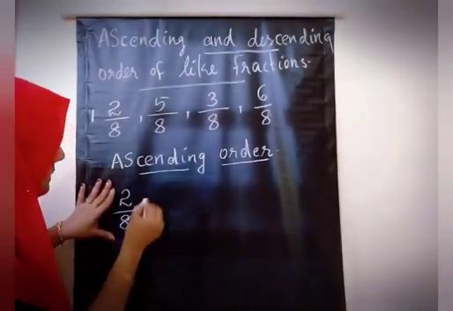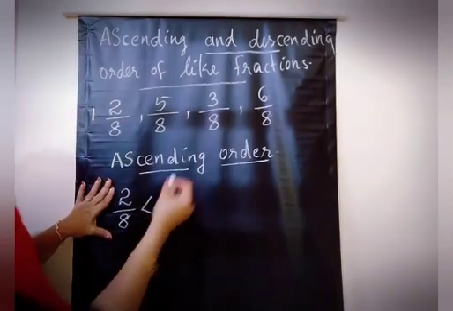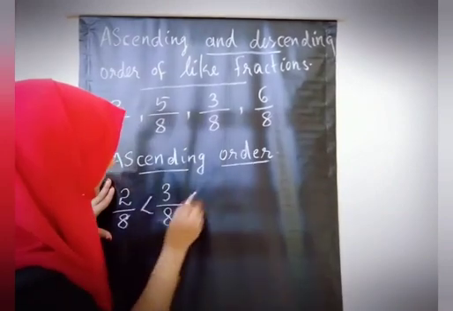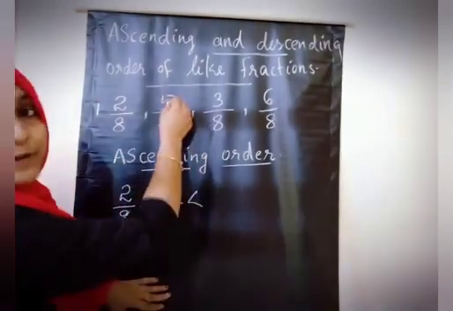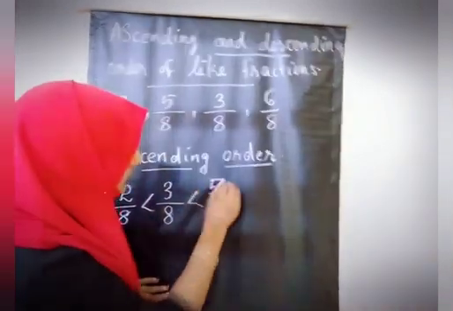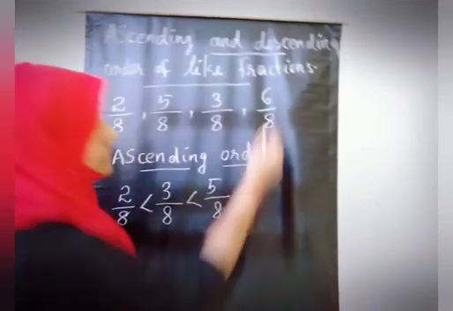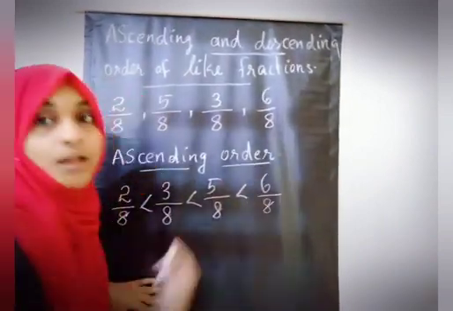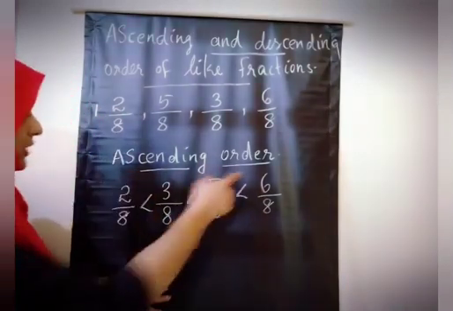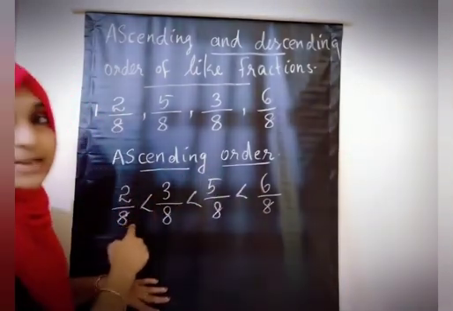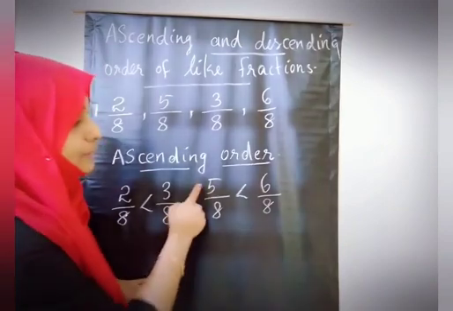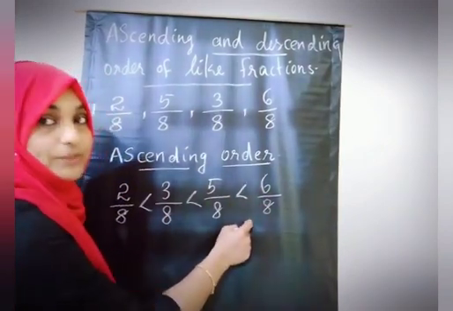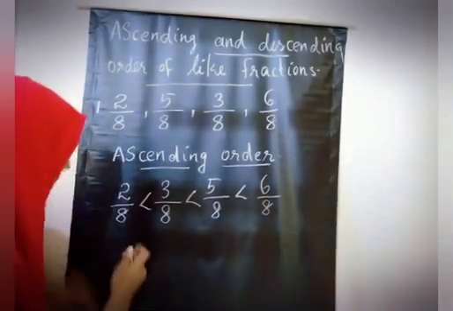2 by 8 less than next number 3 by 8. 3 by 8 less than next number 5 by 8. 5 by 8 less than 6 by 8. This is the ascending order: 2 by 8 less than 3 by 8 less than 5 by 8 less than 6 by 8. Next is descending order.